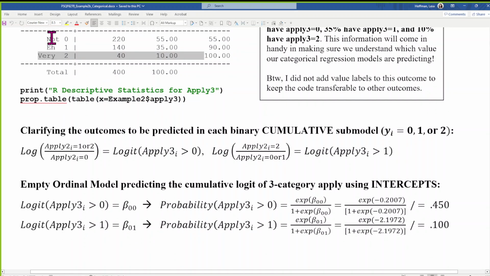I have the labels stuck in the output here just for our reference, but in everything that follows, it's going to be 0, 1, or 2. The reason for that is that you have to change the code if you add labels to these things, and I didn't want to make code that wouldn't be transferable. So it's 0, 1, or 2 in this example.